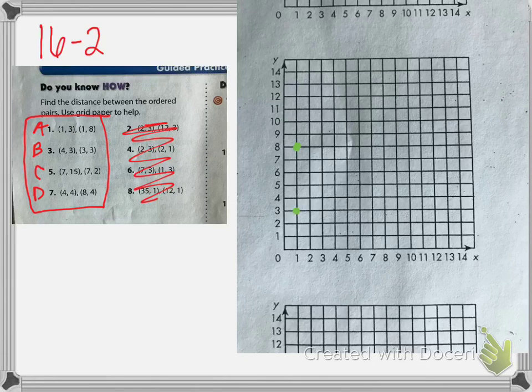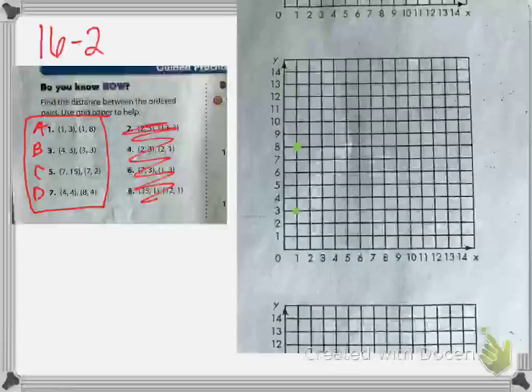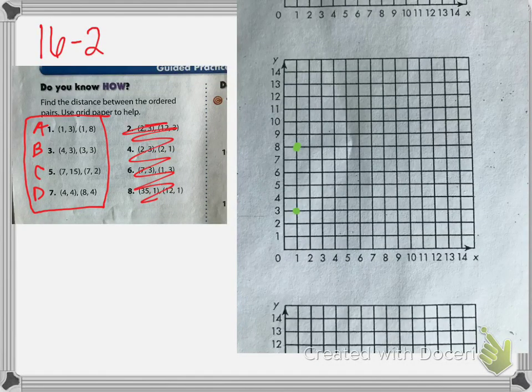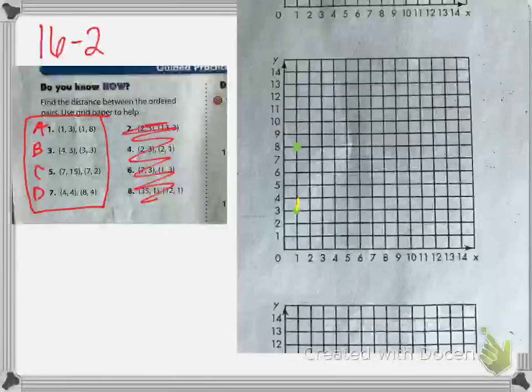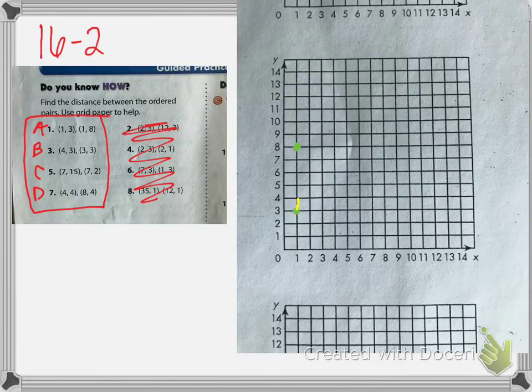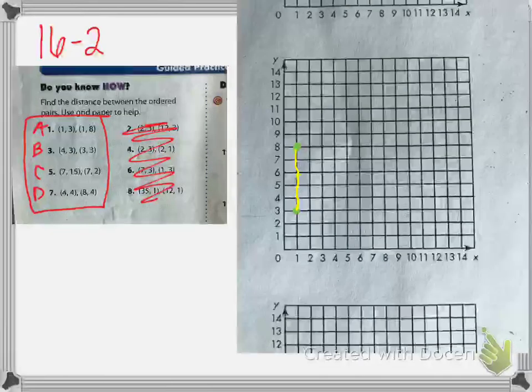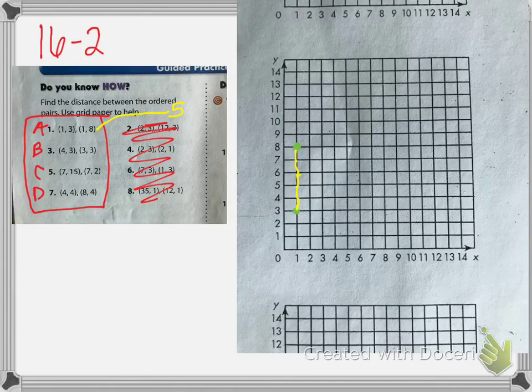All they are asking us to find is what is the distance between these 2 dots, or these 2 ordered pairs. All you do is simply count the spots. One side of the square is considered 1 unit. So we have 1, 2, 3, 4, 5. So this answer would be 5 units. These dots that represent A are 5 units away.